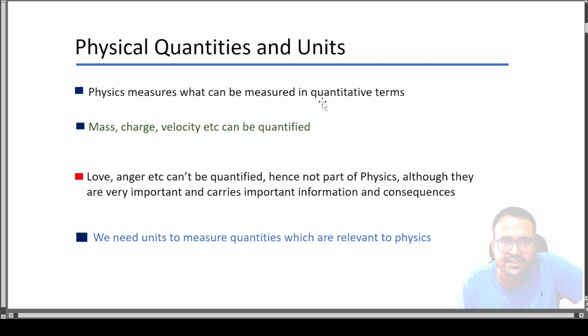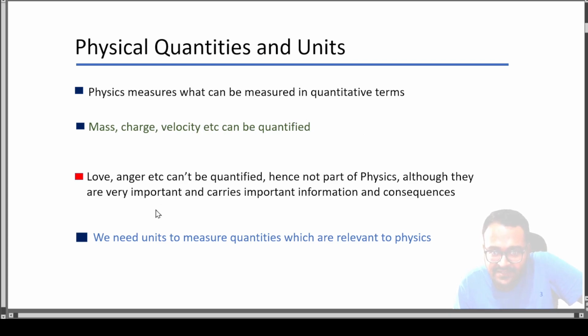So, what are physical quantities and units? Actually, in physics, we deal with some quantity. What is it first, and then how much it is. So, we need to have a unit for everything. When we measure length, we need a unit. When we measure weight or mass, we need a unit. So, they can be quantified. So, these are the quantities which physics mostly deals with.